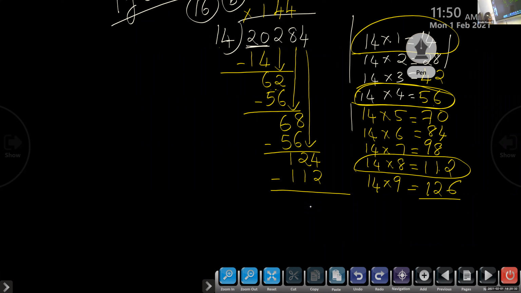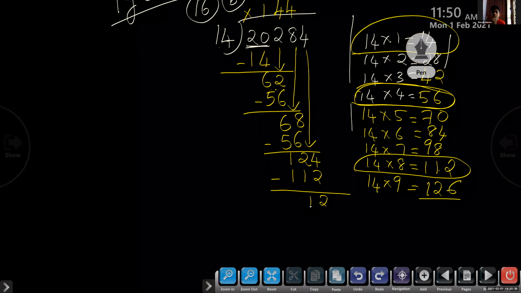Is there any more numbers to bring down? No. So what do you have to do? If you don't have any more numbers, decimal point. Before doing the decimal point, what we have to add? 0. We have to add 0. Okay, children. Here 0.